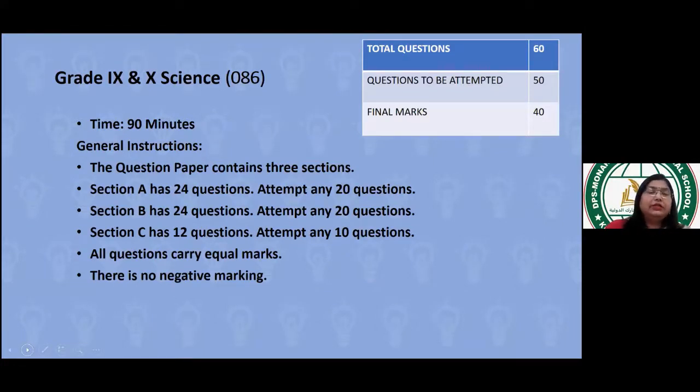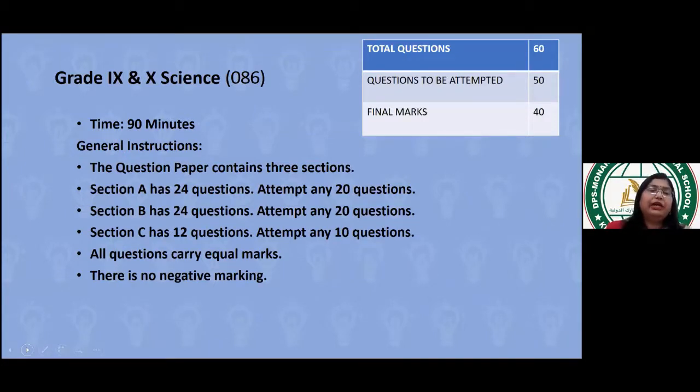The general instruction for the paper is that the total number of questions will be 60. In that, a child has to attempt 50 questions. And finally, the marks will be calculated out of 40. So here, 60 total questions, questions to be attempted is 50, and then it will be converted into 40.